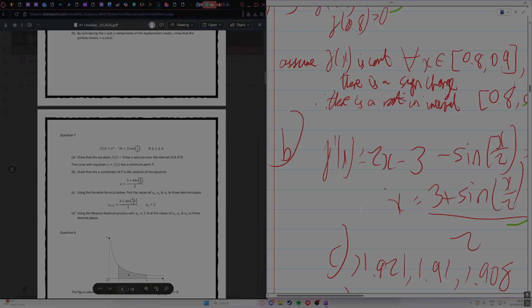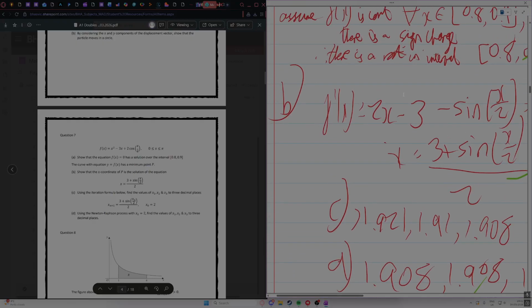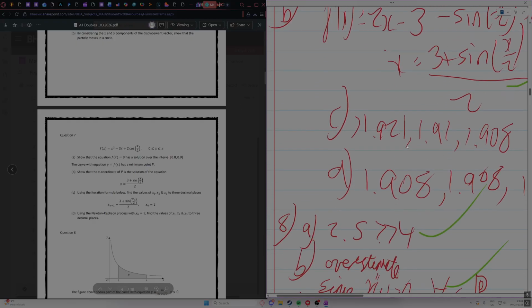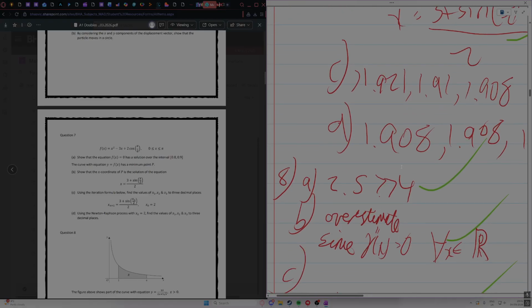What are we doing now? Show the x coordinate of P. Oh, so this is just Newton-Raphson, and then part C, you do iteration and then you do Newton-Raphson, sorry.